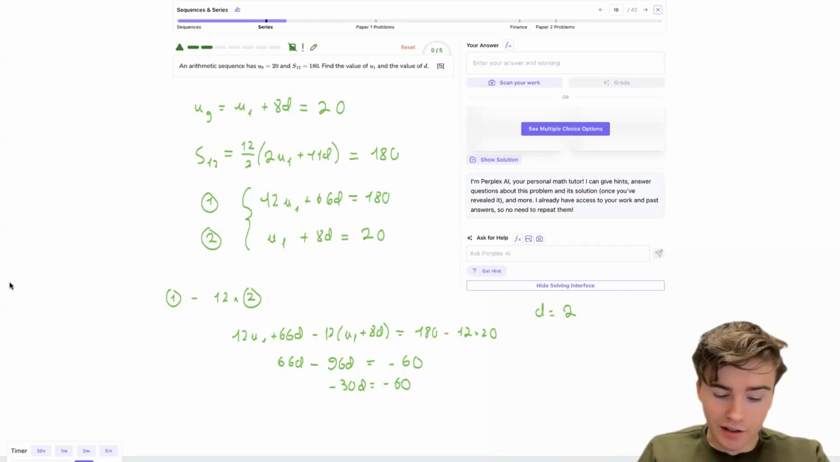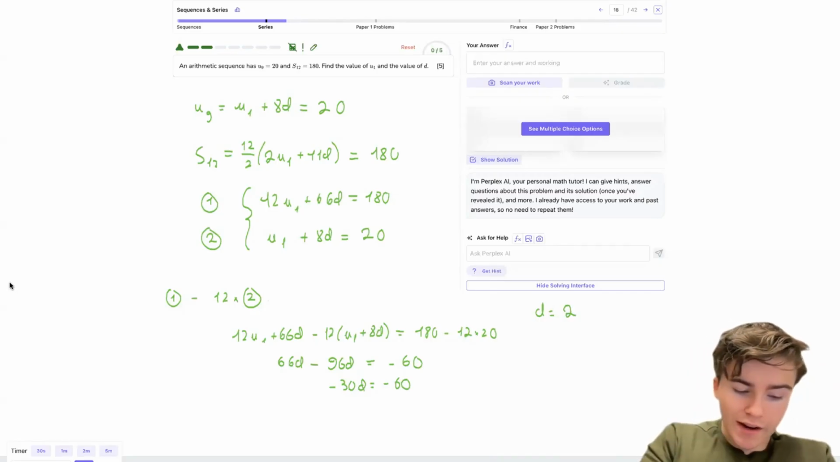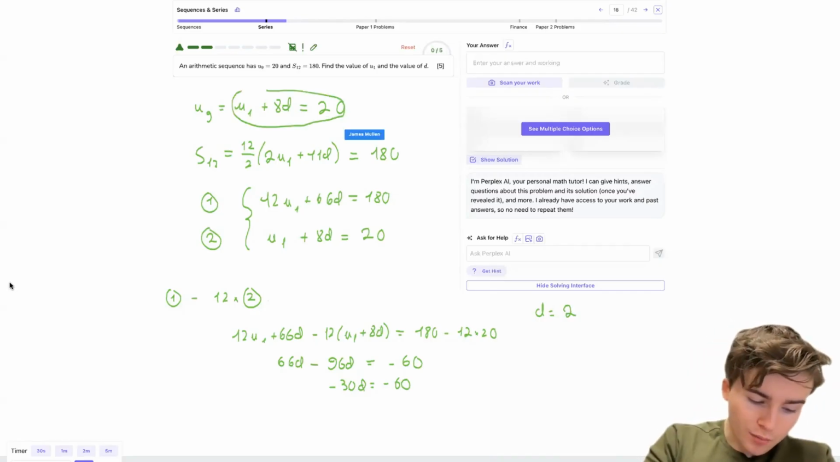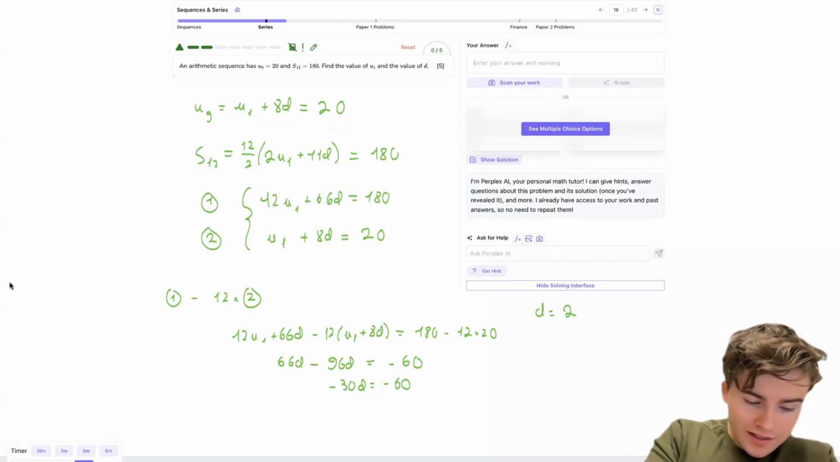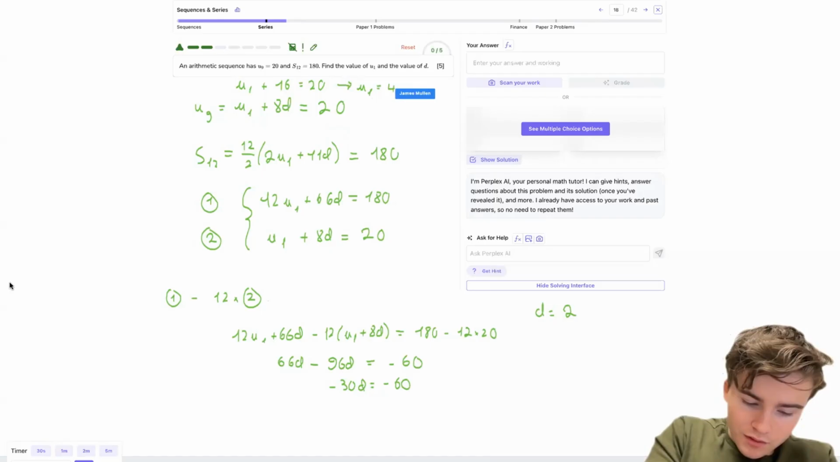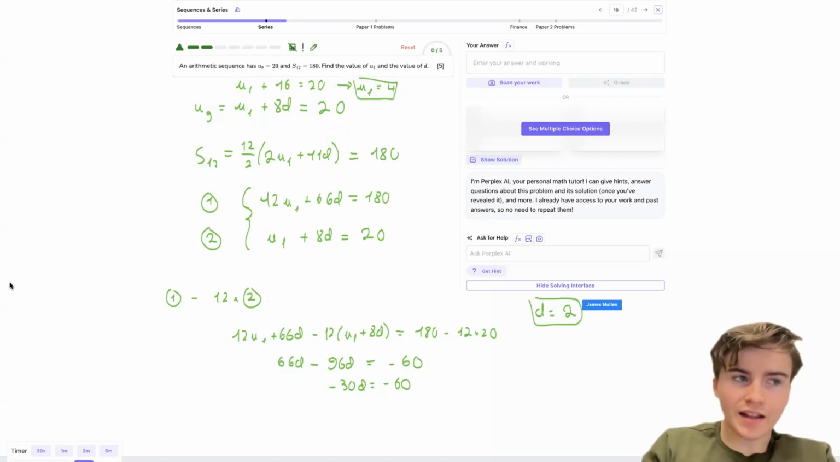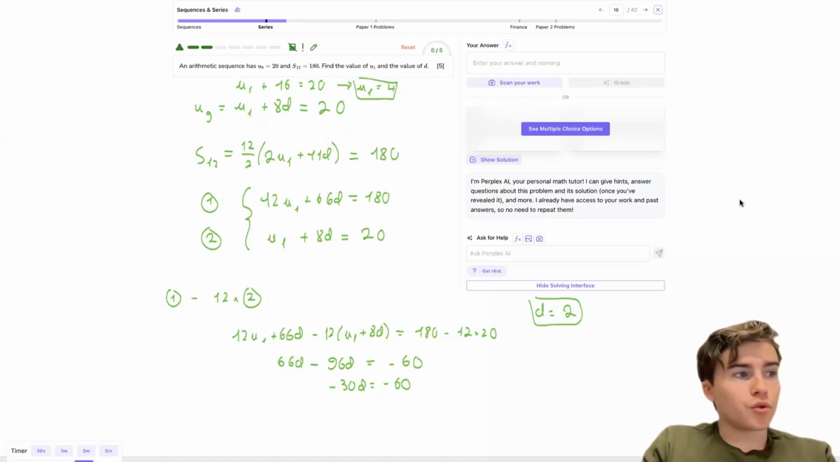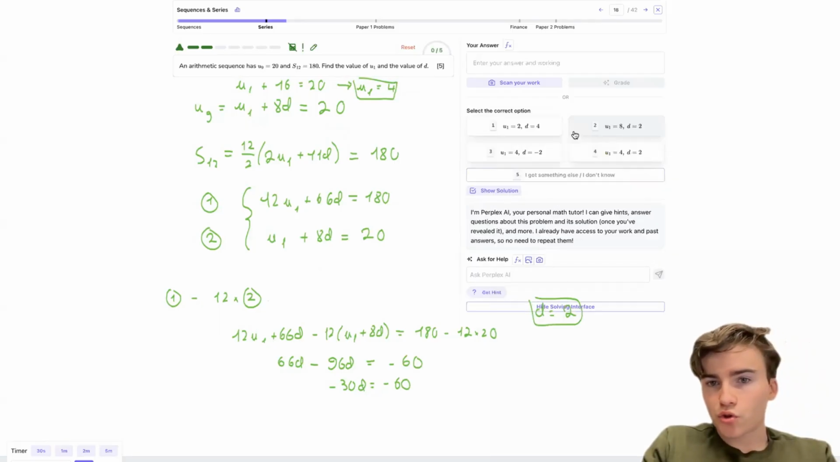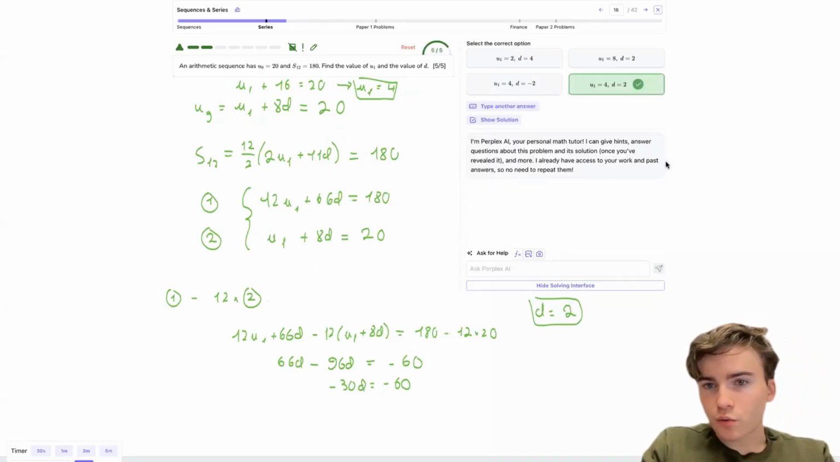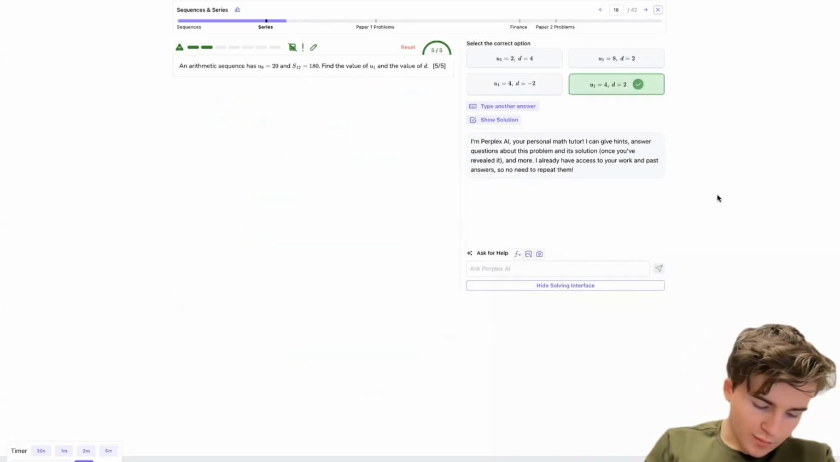And now I just need to find the first term. So I can go back to this formula where I had u1 plus 8d is equal to 20 and say u1 plus 8 times 2 is 16 is equal to 20. And that means that u1 is equal to 4. So these are our answers, 2 and 4. Let's check the multiple choice. The other way around. d is equal to 2, u1 is equal to 4. Nice, brilliant.